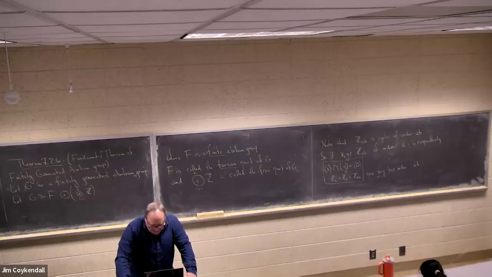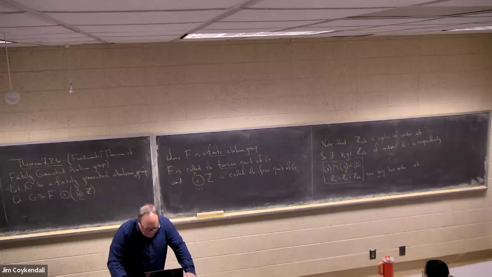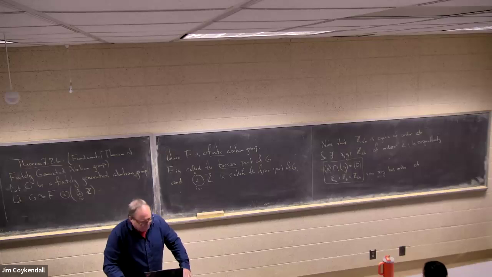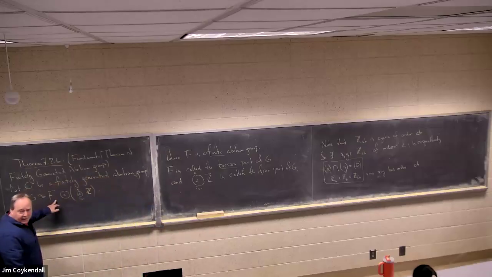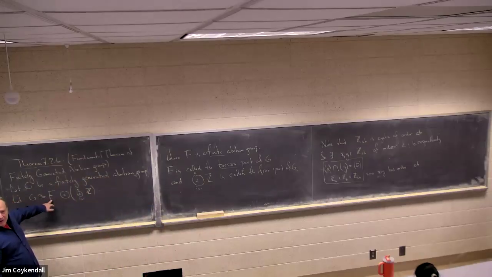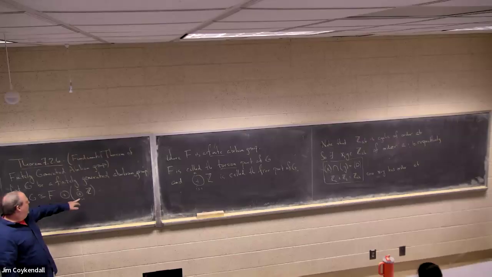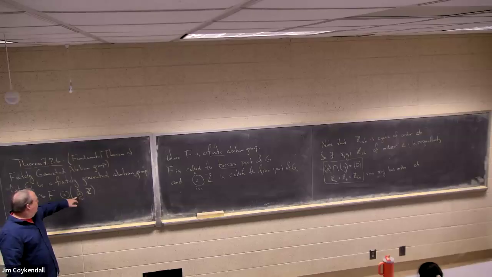Let me point out that any group of this form is finitely generated. Because F in fact is finite, so it has to be finitely generated. And each C is cyclic, right? And so if there's n copies of Z here, you only need n more generators. So this is finitely generated.